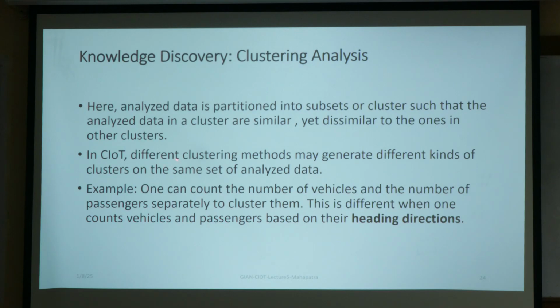In CIoT, different clustering methods may generate different kinds of clusters on the same set of analyzed data, depending on the approach. It's very easy to understand anyway. For example, one can count the number of vehicles and the number of passengers separately to cluster them: how many vehicles and how many passengers. And this is different when one counts vehicles and passengers based on their heading directions. Okay?